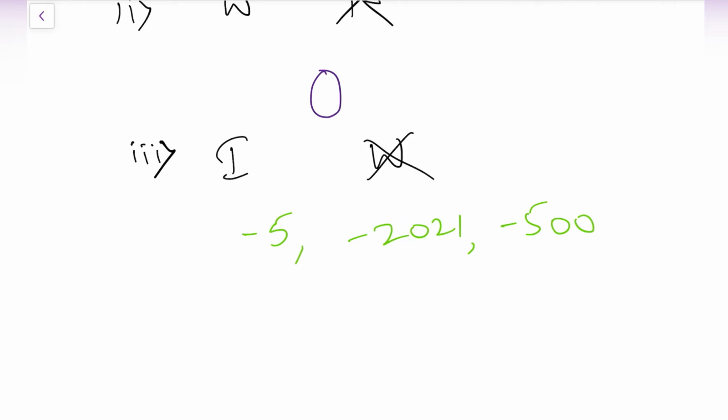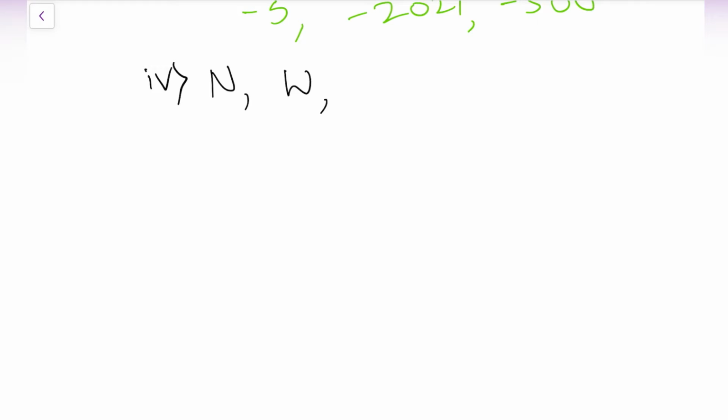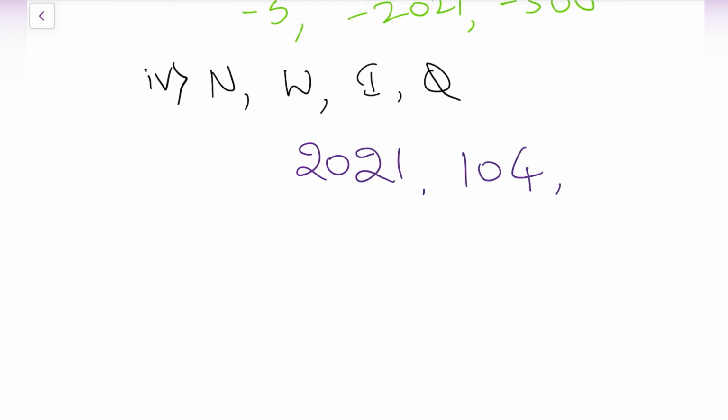Next, question number 4 in this. A number which is a natural number, whole number, as well as an integer and rational number. We need to give an example where the number is a natural number, whole number, integer, as well as a rational number. Any natural number we can write. For example, 2021, or else 104, otherwise 100, otherwise 108. These all are natural numbers, whole numbers, integers, as well as rational numbers also.